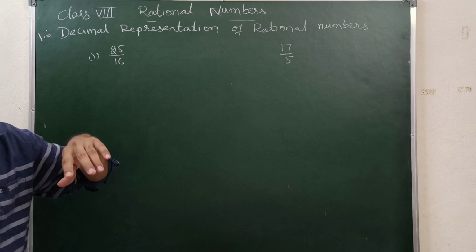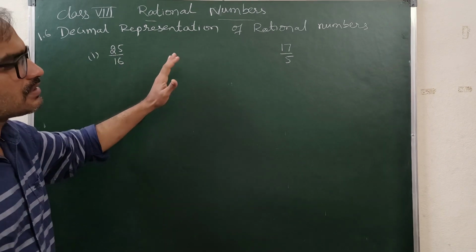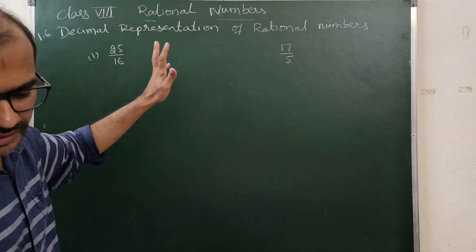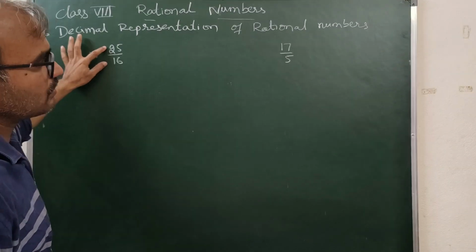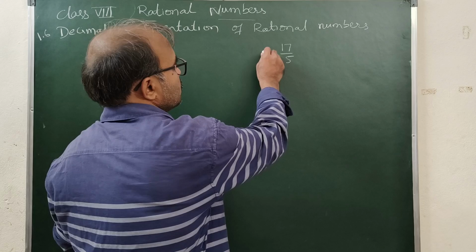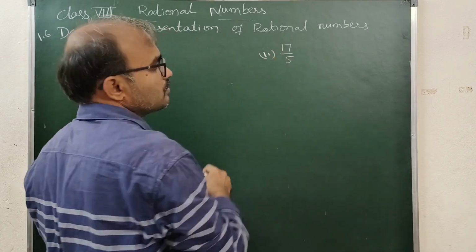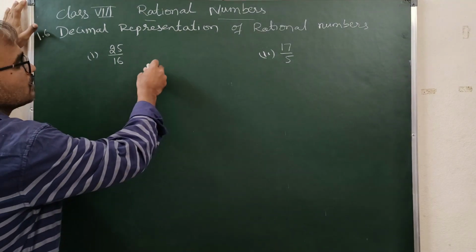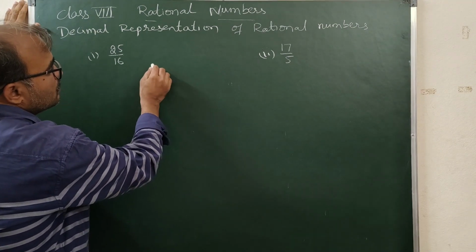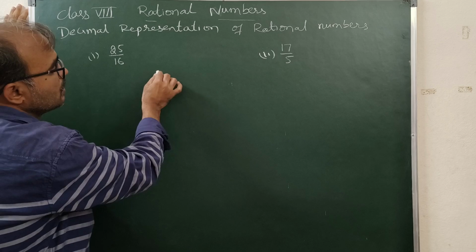Decimal representation of rational numbers, the concepts before exercise 1.3. Now this is a fraction and this is also a fraction, so these are two rational numbers, so we can represent them in decimal form, right? So let us check how to represent these numbers in decimal form.